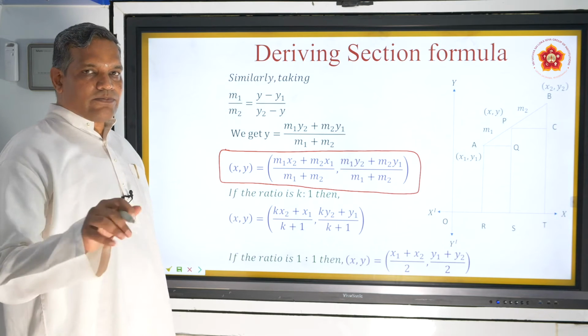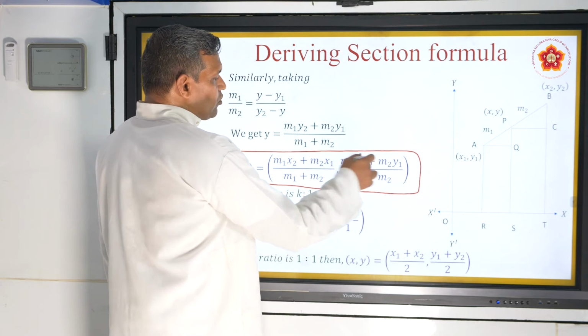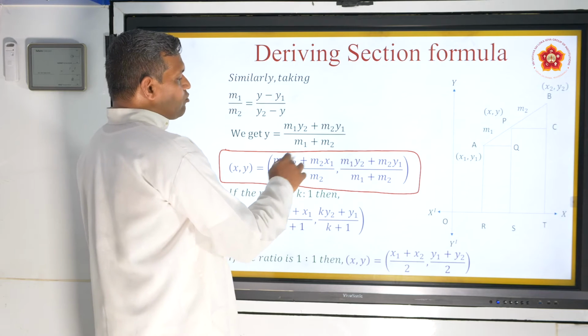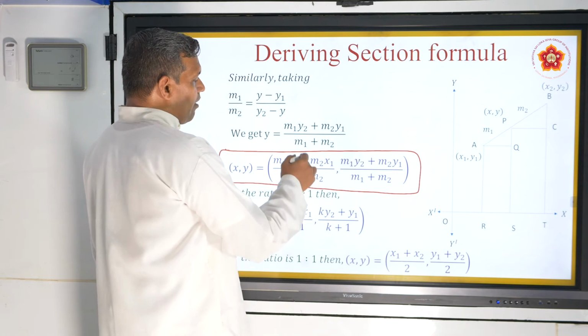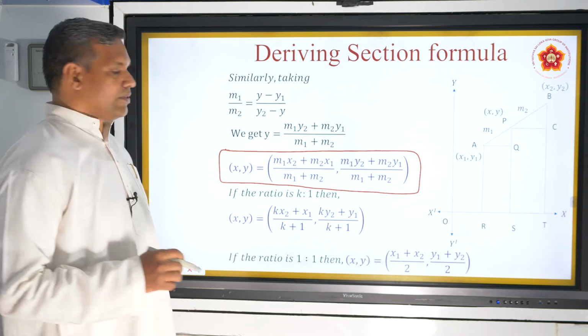I repeat once again how simple it is to remember the formula. For m1, m2, it is 1 2 1 2. For x and y, it is 2, 1: x2, x1, y2, y1. Always it is positive, positive, positive. Everywhere it is positive. That's how simple it is. So that is the formula.